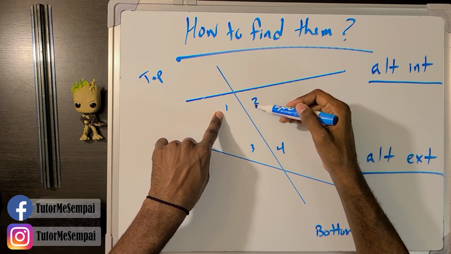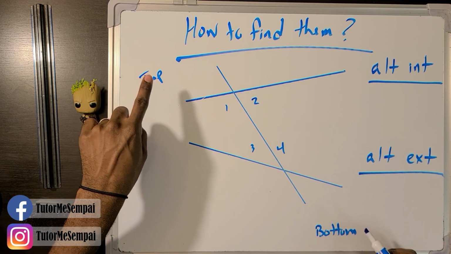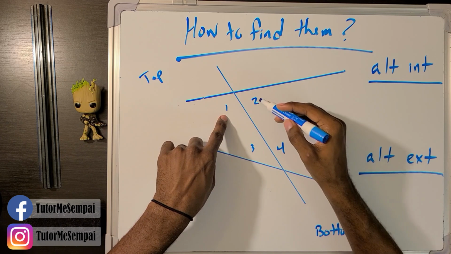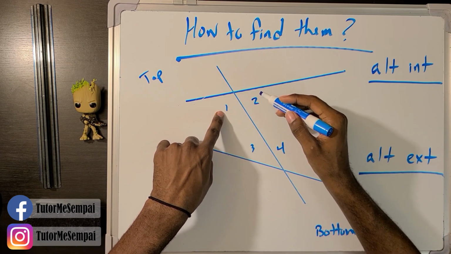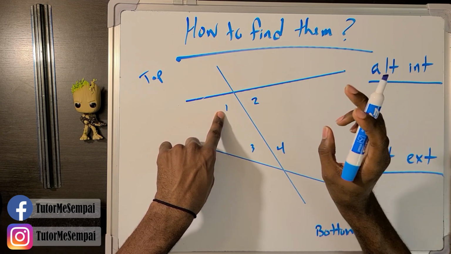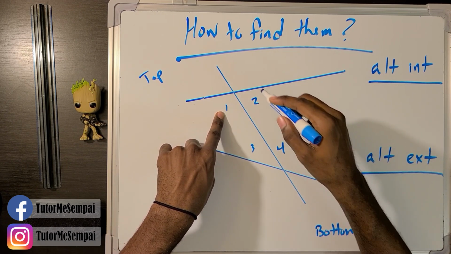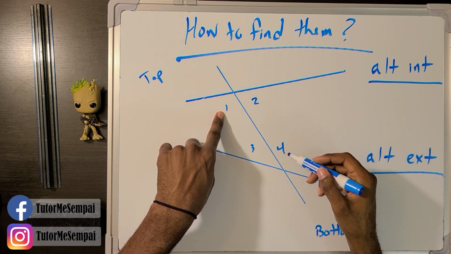Now 2, it's technically opposite, right? But remember, we had our pro tip. We need 1 from the top and 1 from the bottom. So we can't have 2 in the same area. This has to be only 1 up here. So 2, although it's alternate, it's not quite what we're looking for. So the only one left is 4.